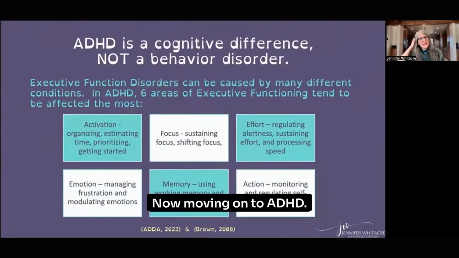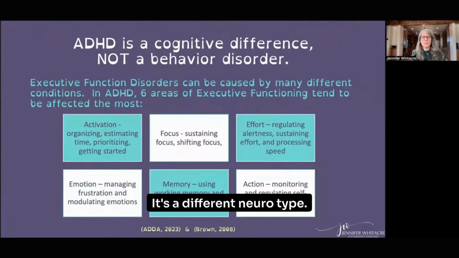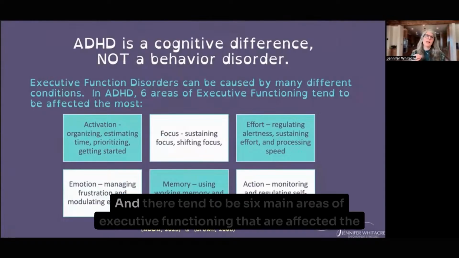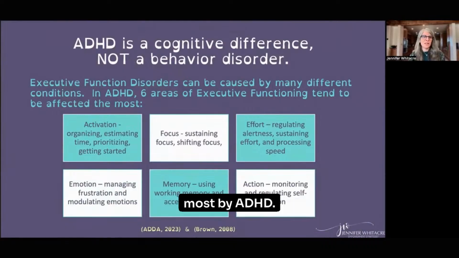Now, moving on to ADHD. ADHD is another condition that is a cognitive difference. It's a different neurotype. It's not a behavior disorder. And there tend to be 6 main areas of executive functioning that are affected the most by ADHD.